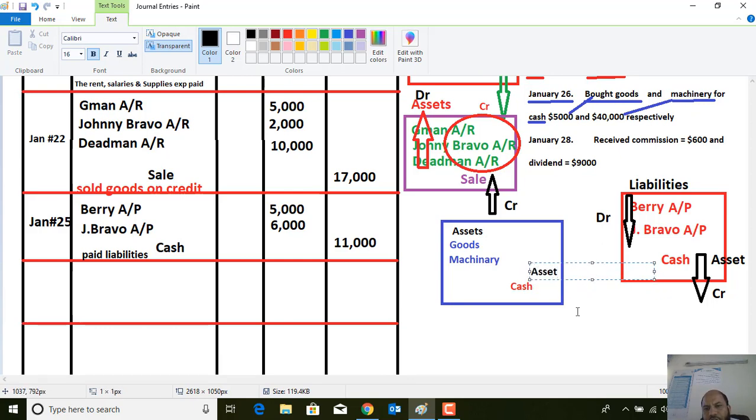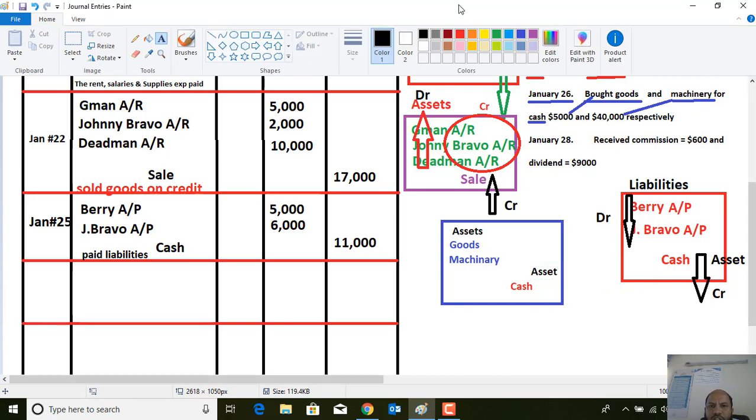So dear students, what happened? The goods and machinery, which are two accounts of the business, are asset accounts. Goods is inventory and machinery is fixed asset. So inventory is current assets and machinery is fixed asset. Both of these asset accounts have increased within the business. And on the other side, these two things, the machinery and goods, were purchased through cash. So this means that cash, an asset account, has decreased.